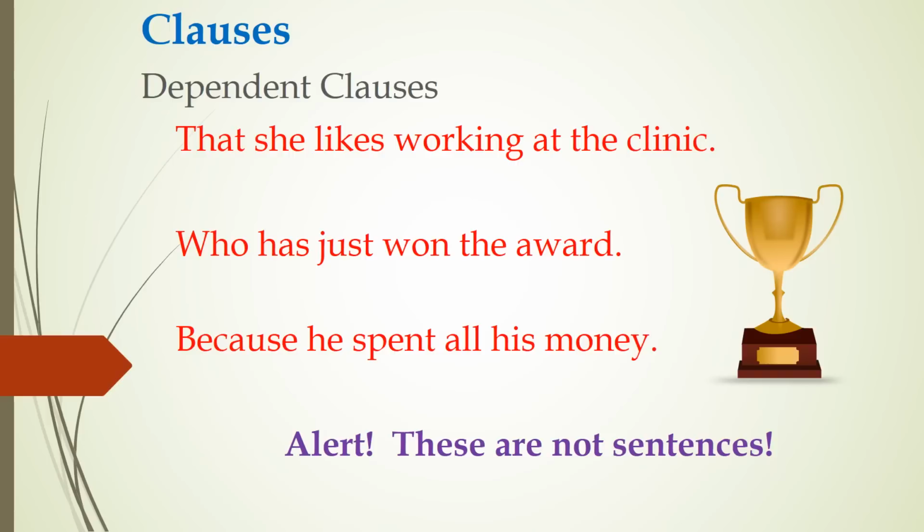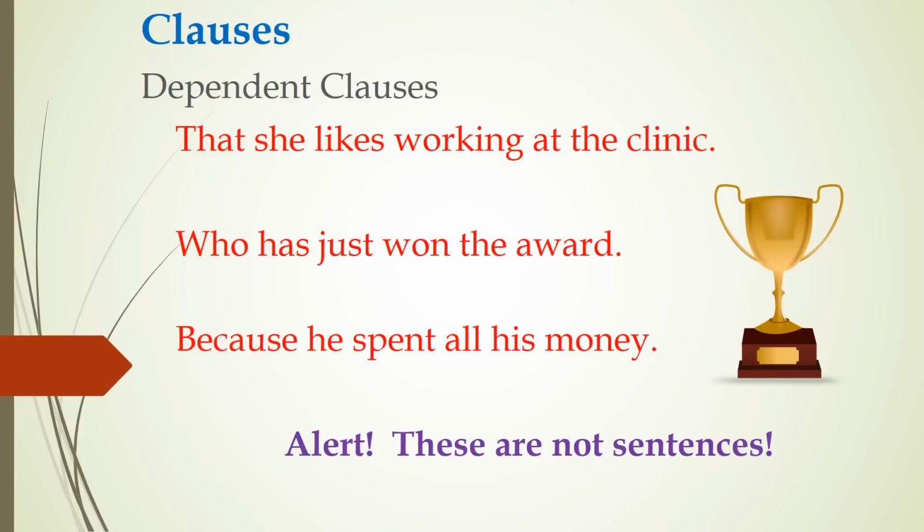Now here are some examples of dependent clauses. That she likes working at the clinic. Who has just won the award. Because he spent all his money. And at the bottom you see alert. These are not sentences. They're written as sentences. I've put a capital at the beginning and a period at the end of each one to show you that sometimes these can be written to look like sentences, but they are not really sentences. They're sentence fragments. They're dependent clauses that shouldn't be left alone.